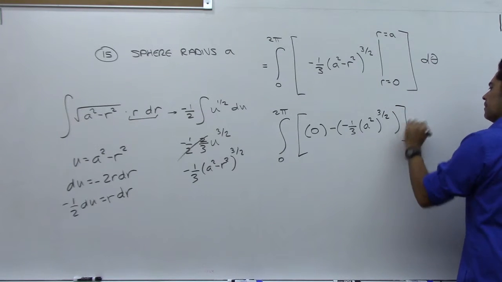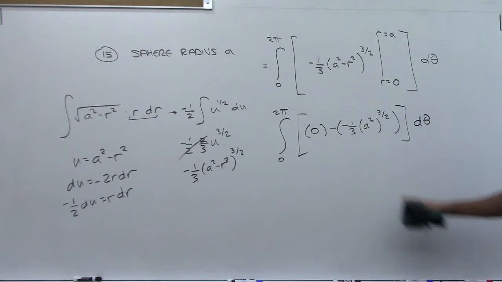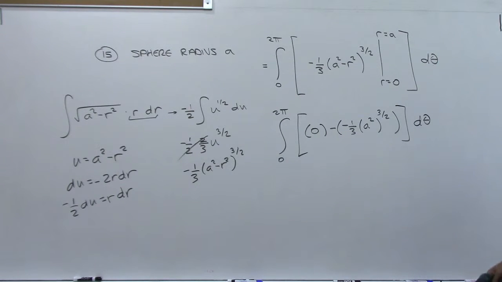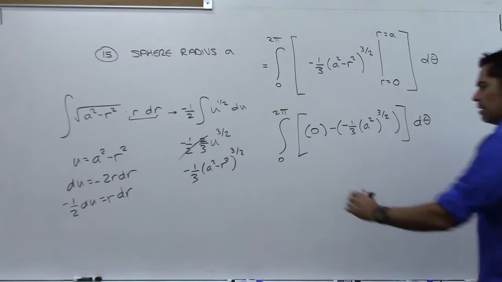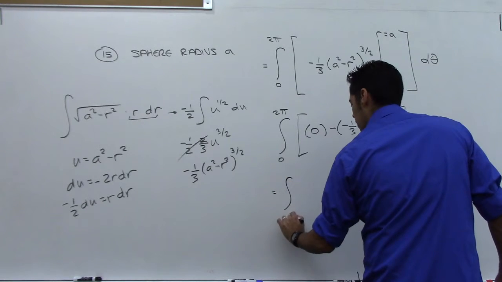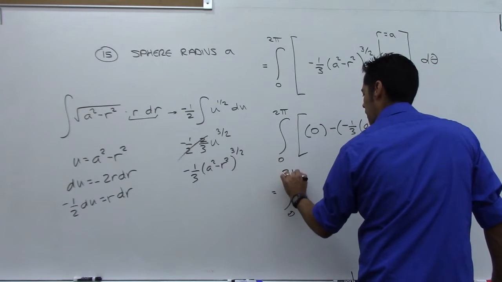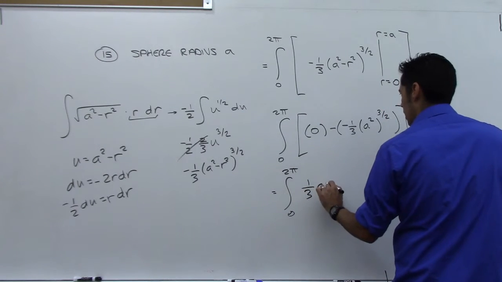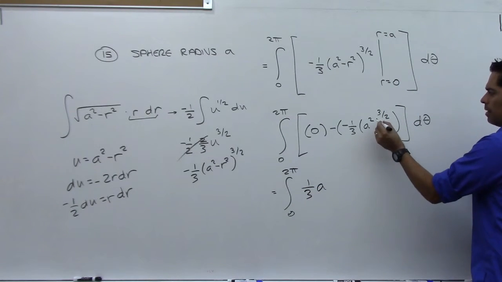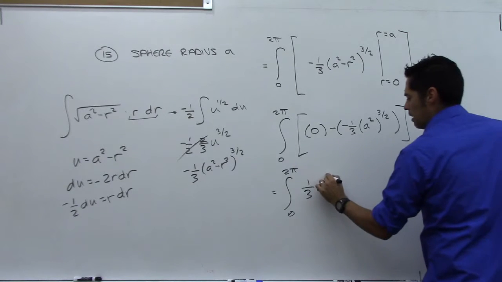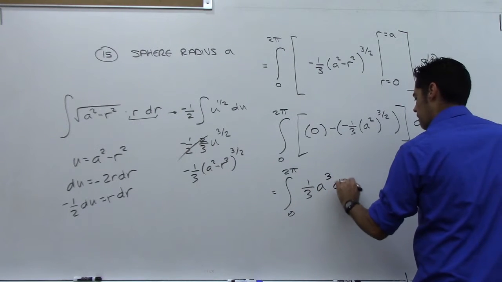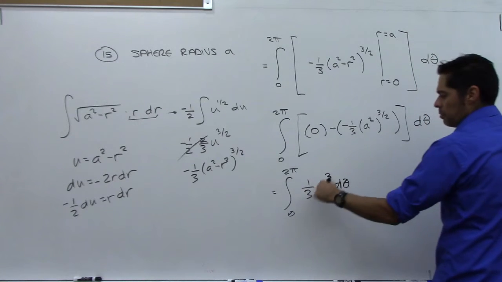Yeah, that's it, d theta. So what I was saying is that the minus becomes a plus here. So this becomes the integral from 0 to pi of +1/3 a. Oh, what happens here? We multiply these two powers, we just get a cubed. That's nice, d theta. Now I'm integrating this with respect to theta.